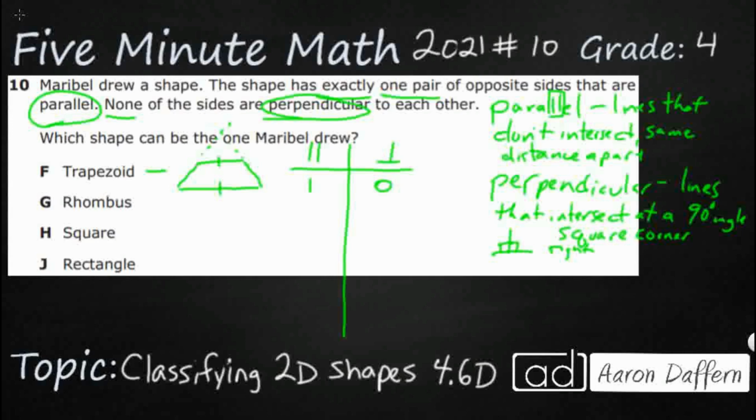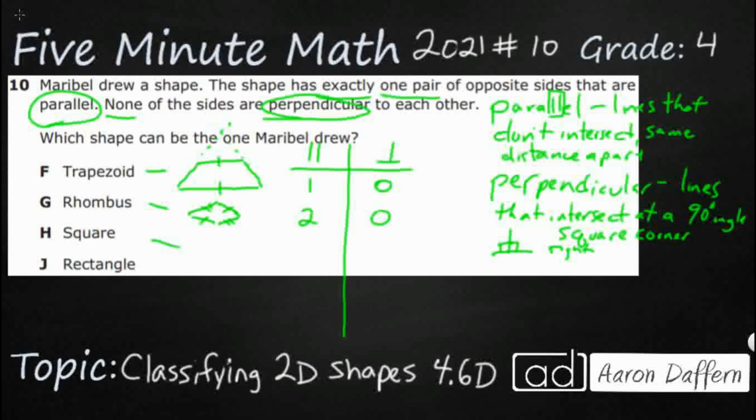A rhombus, put that here. If you're thinking of pattern blocks, think of like that tan shape or that blue shape. Parallel lines, actually those two sides are parallel and these two sides are parallel. So I've got two pairs of parallel lines, not what I'm looking for, but at least it has 0 pairs of lines that are perpendicular.